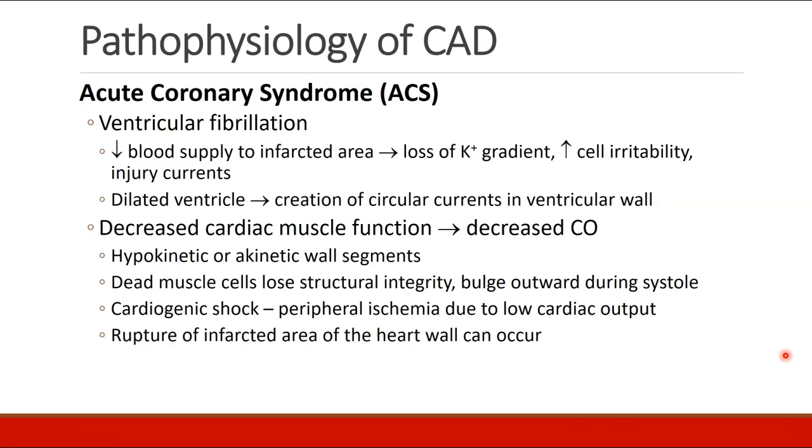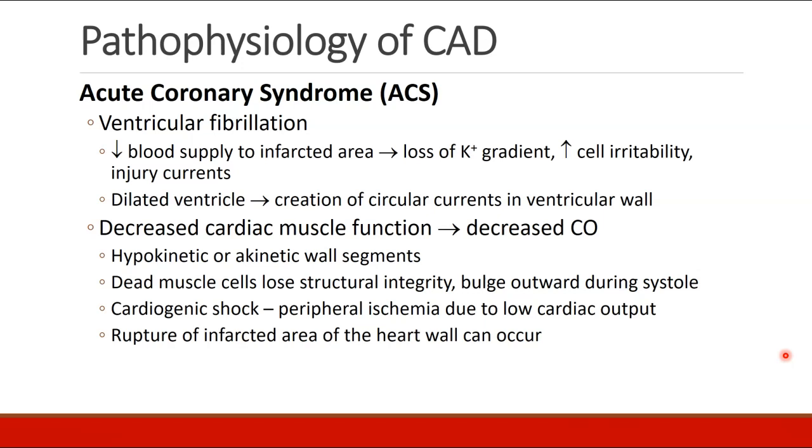Patients who have acute coronary syndrome may develop ventricular fibrillation. In this case, the blood supply to the infarcted area is decreased, leading to a loss of the potassium gradient in the cells, increased cell irritability, and generation of injury currents. Also, as the heart fails, the dilated ventricle also leads to creation of circular currents in the ventricular wall.